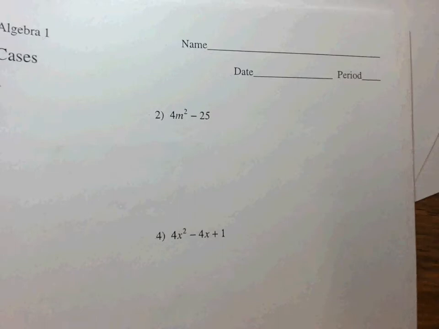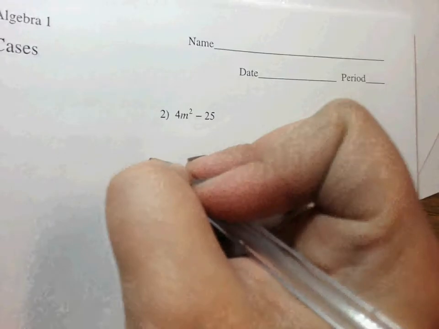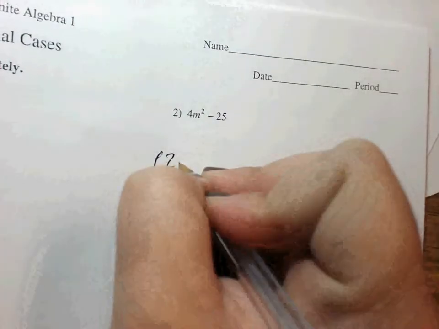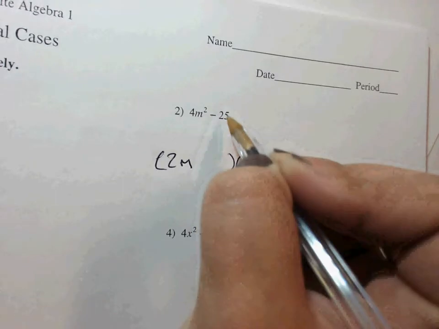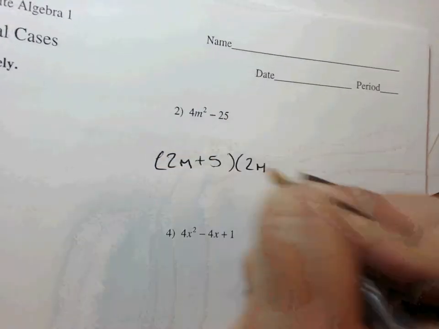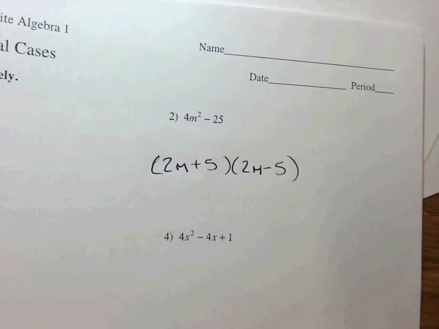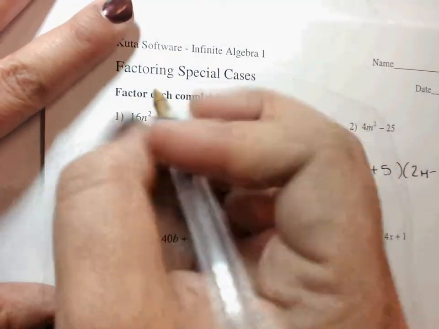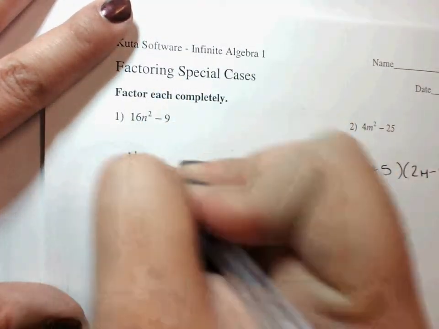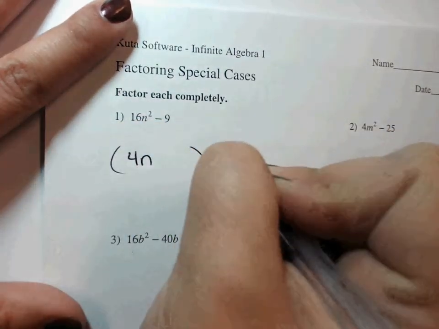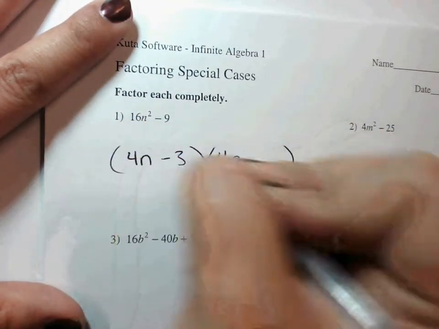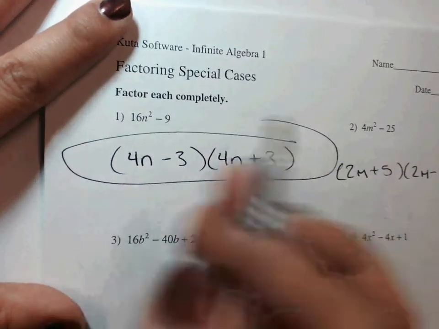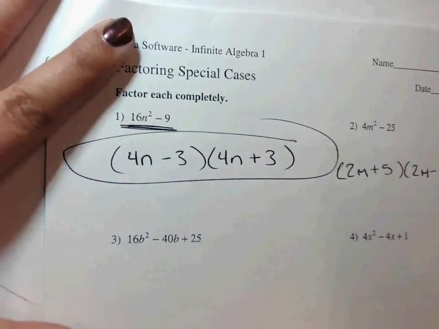On number 2, go ahead and try this one. The square root of 4 is 2. Square root of 25 is 5. You're going to have a positive 5 and a negative 5. It does not matter which order you put them in, you will still get it canceled out. Here we have square root of 16 is 4. Square root of 9, negative 3, and positive 3.